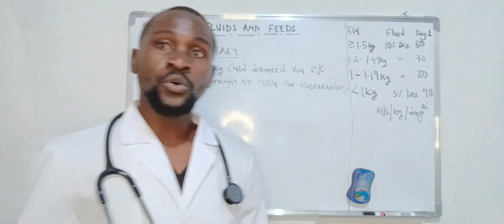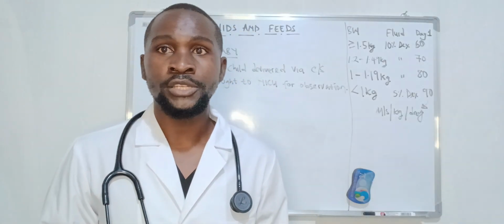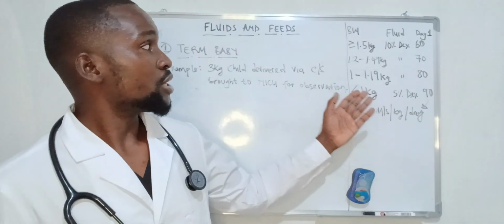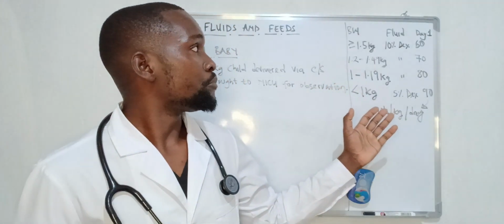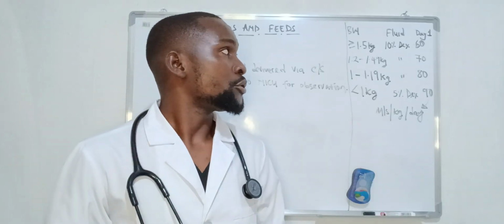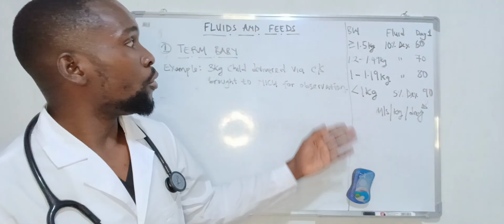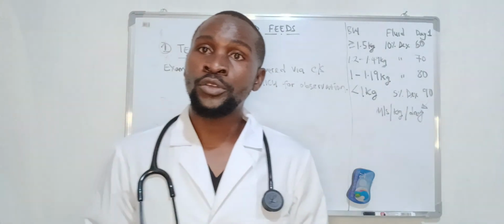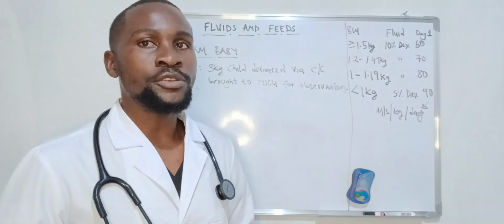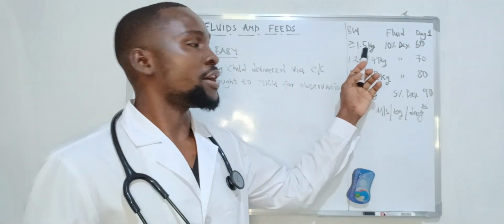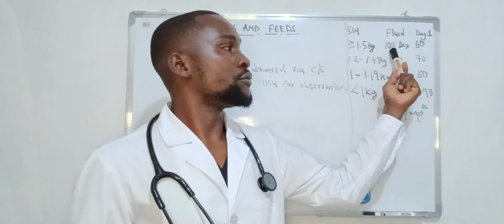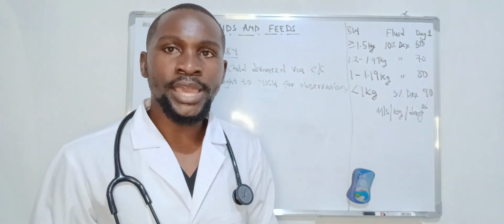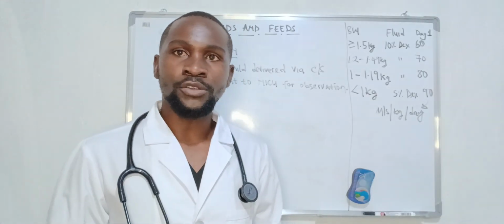So now for feeds in neonates, there's a table that we use. So usually we follow the birth weight and also the type of fluids and how much it is. For a child who is born with a birth weight of greater than or equal to 1.5 kgs, the fluid of choice is 10% dextrose, and on day one, you're going to give 60 ml per kg per day. So you start this child on 60 ml per kg per day.